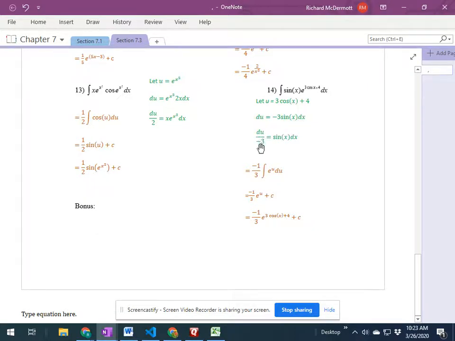Divide both sides by negative 3, and we've got du over negative 3 is equal to the sine of x dx. There, that's what du over negative 3 is. So now we've got negative 1/3 du e to the u. So when you take the antiderivative of e to the u, you get e to the u plus c, which is equal to negative 1/3 e. We can do our back substitution to the 3 cosine of x plus 4 plus c.